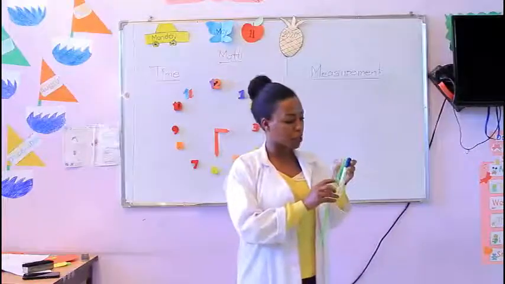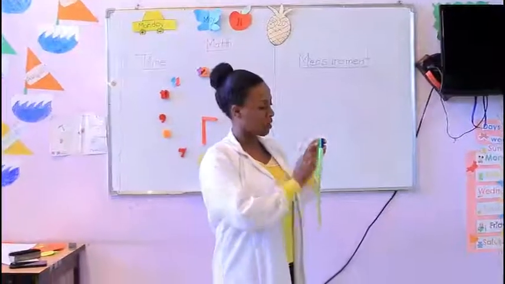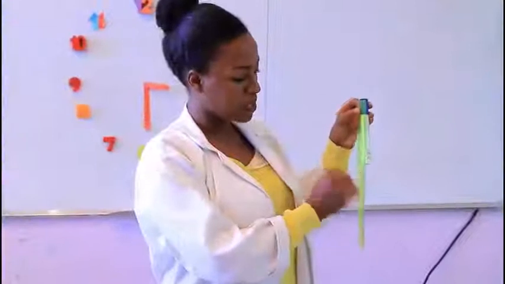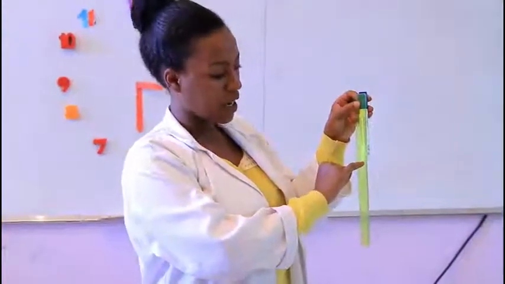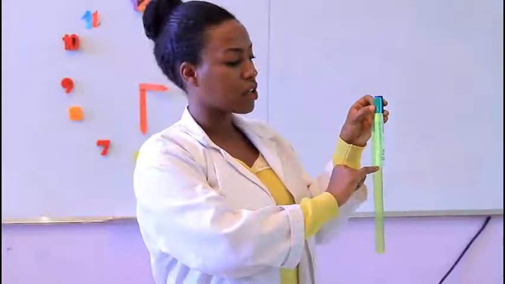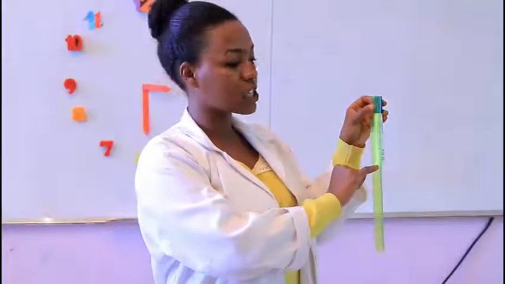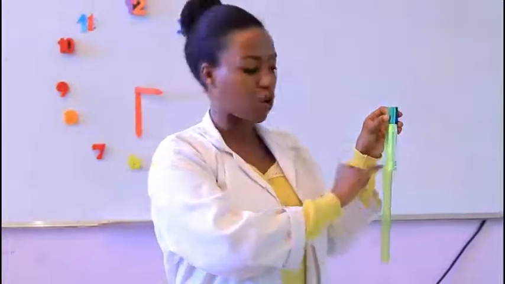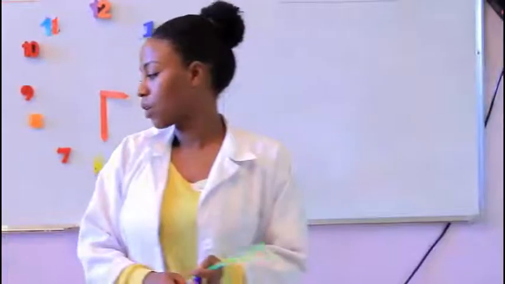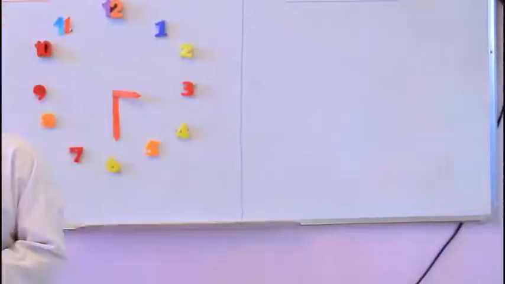I will put 0 here at the tip of my marker, and then I will see the last one here. It is 13. So my ruler measures 13 centimeters. Okay, this is all about the measurement.